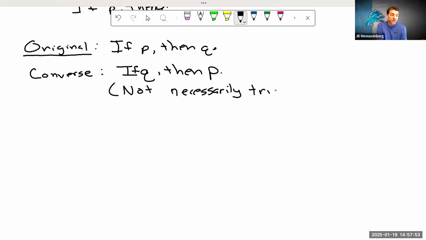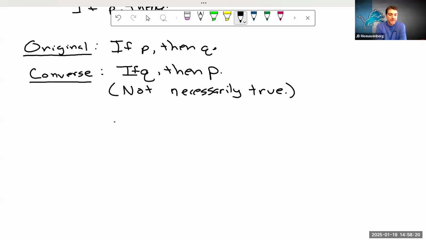It may be true in some situations, but it is not always going to be true. The reason we introduce this idea is that sometimes people think that's true. Some people use invalid reasoning. They hear an original statement, but then they flip it around and think that the converse is true. And it's important to know that it is not always true. So that's what we call the converse.